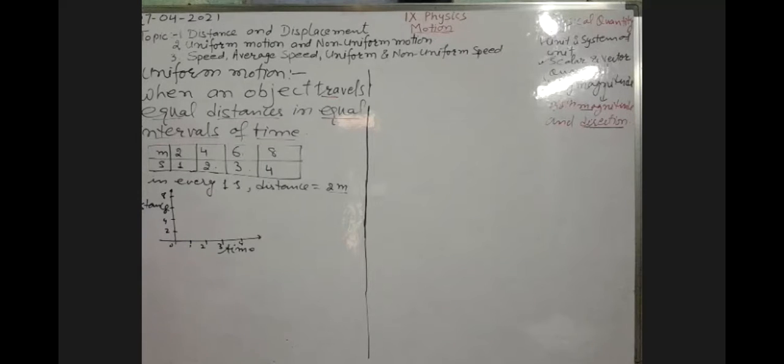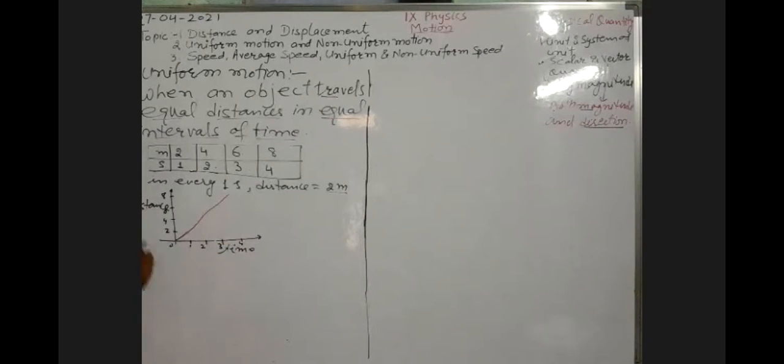So let's plot the graph with the help of this information. In 1 second, x is 1 and y is 2. This is the point. In 2 seconds, 2 and 4, this will be the point. 3 and 6, this will be the point, and so on. When we join these points, what kind of line do we get? We get a straight line. So from this information, we can say that the distance-time graph is a straight line.